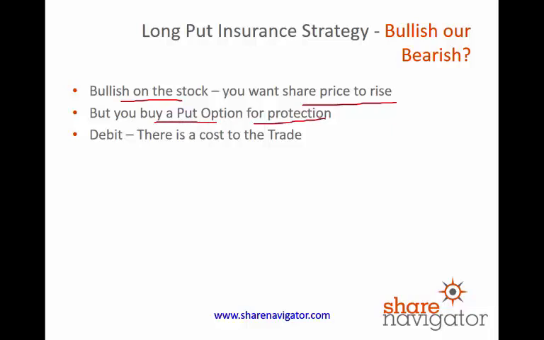So remember, put options go up as share prices fall. The idea is if the share price does fall on us, the losses on our stock position will be offset by the profit made in our put option. And there's a cost to buying this put option, so it's a debit. Let's get through an example now.